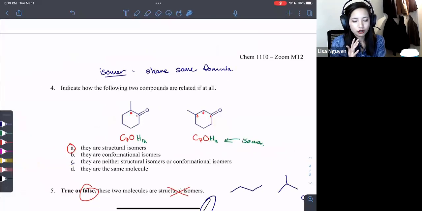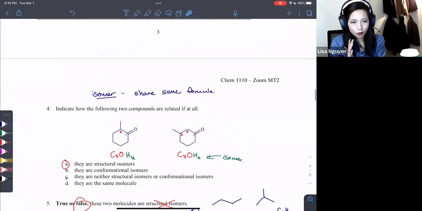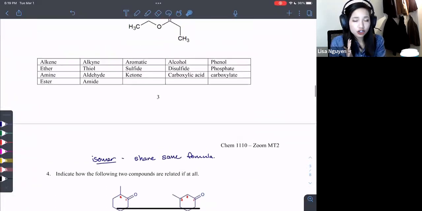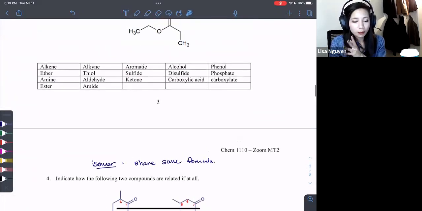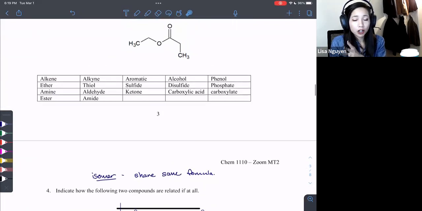Okay, so let's keep going. Question 3 is about functional groups.